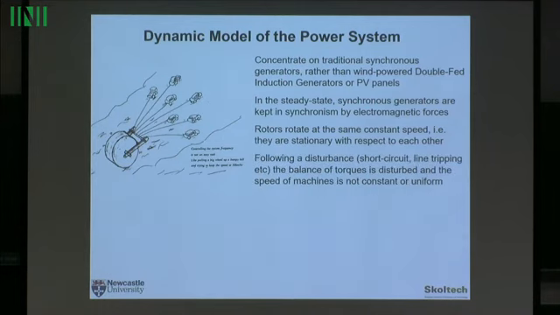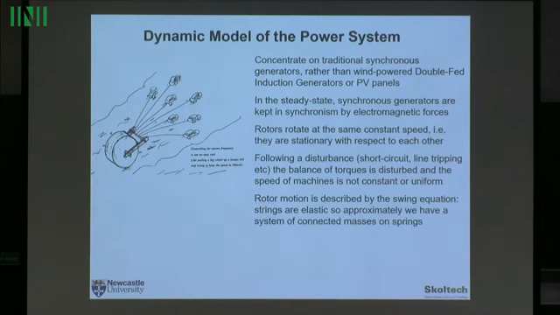Following a disturbance, the balance of torques is disturbed, and the speed of machines will not be constant, so there will be oscillations. Generally, rotor motion is described by the swing equation. I'll come back to it in a second. A multi-machine system can be approximated by a lot of masses connected by springs, and they will oscillate against each other.